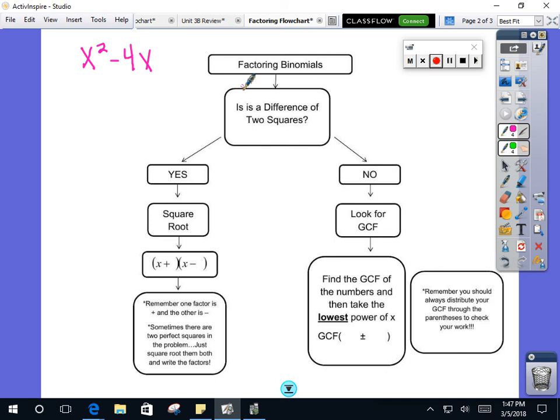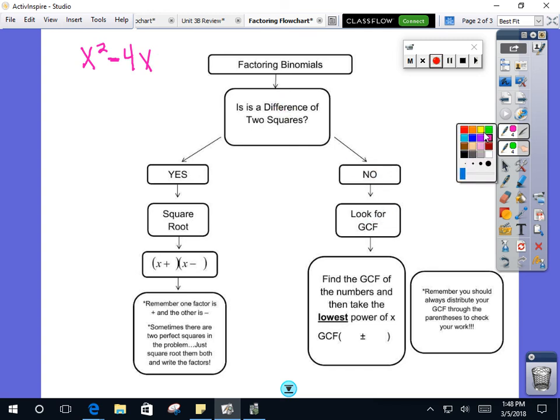Okay, look. It's a difference. And that's a perfect square because x times x will make x squared. And 4 is a perfect square because 2 times 2 is 4. But x is not a perfect square, because nothing times itself is going to make an x. Like x times itself will make an x squared, but nothing times itself will just make a regular x. So that means we have to go the route of no and look for a GCF.